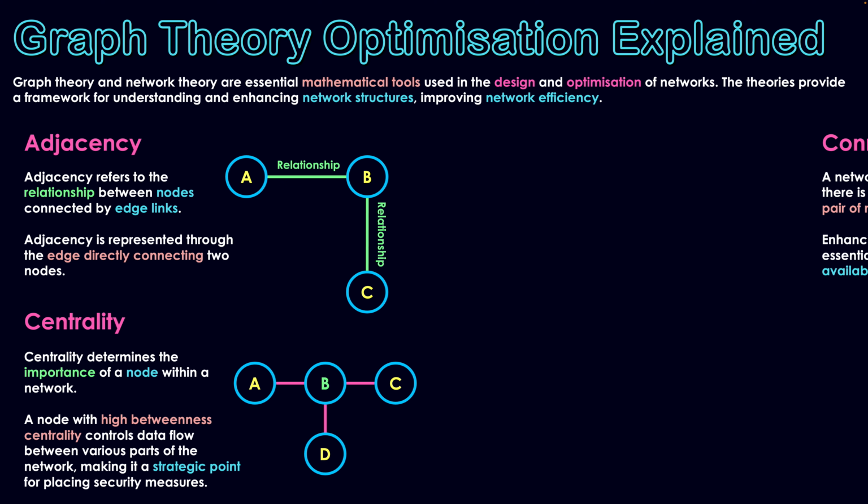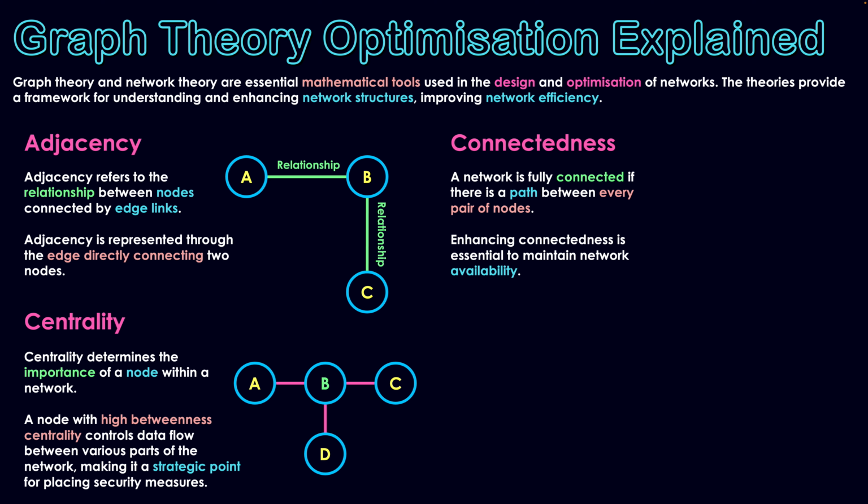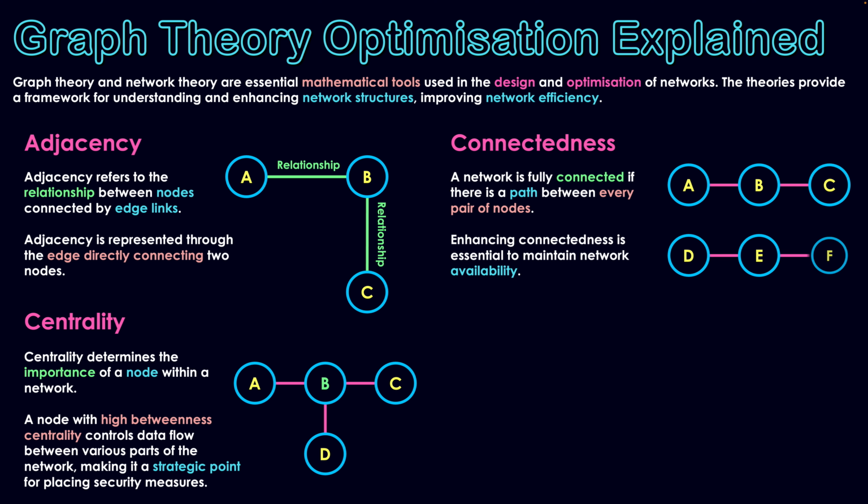The third characteristic is that of connectedness. A network is fully connected if there is a path between every pair of nodes. Enhancing connectedness is essential to maintain network availability. So essentially now I've got 2 groups of nodes here, A, B, and C, and D and F. The top row is connected, the bottom row is connected, but obviously we've got an issue. The top row can't communicate with the bottom row and vice versa.